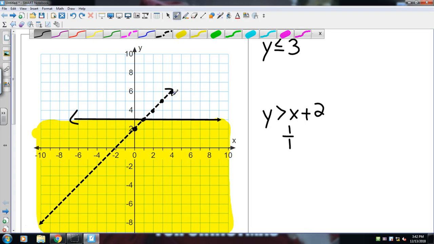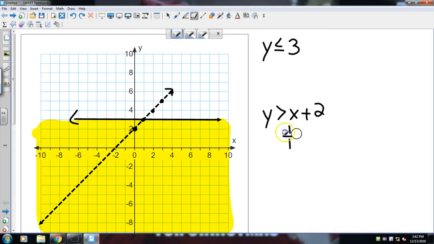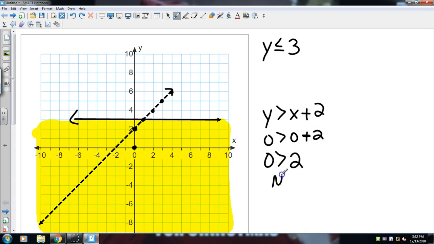Now I need to test my point. In this case, there's my 0, 0. So I'm going to plug that in. This is from the work from the day before. Everywhere I see an X or Y, I'm going to replace it with 0. So that gives me 0 is greater than 2. And that is not true. And so I do not want to shade the region that includes that. I want to shade the other region.